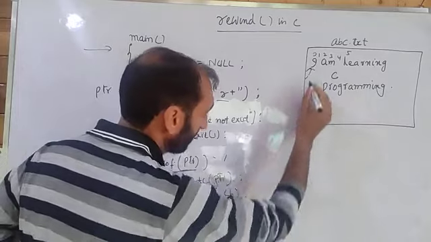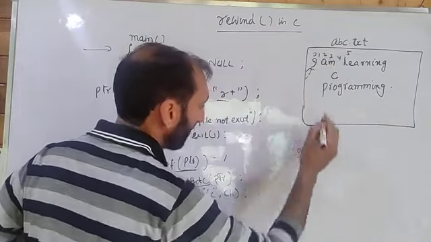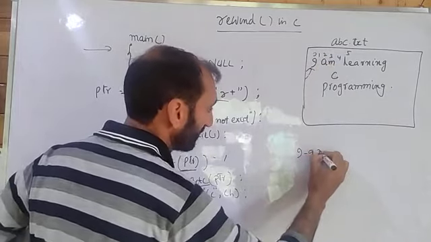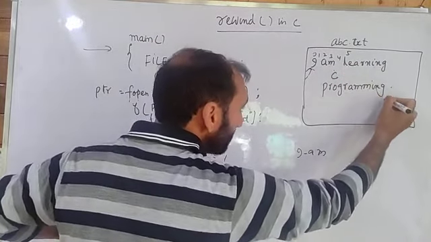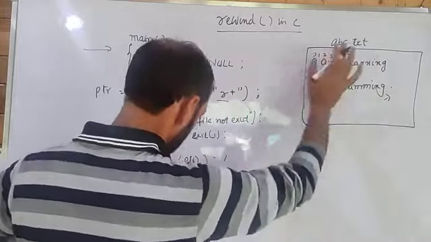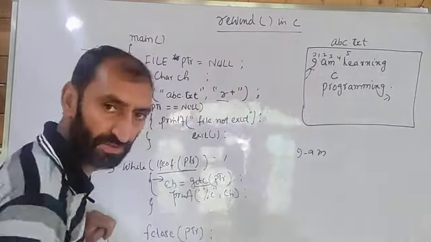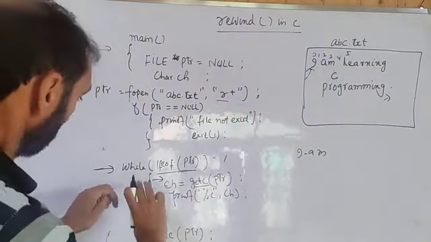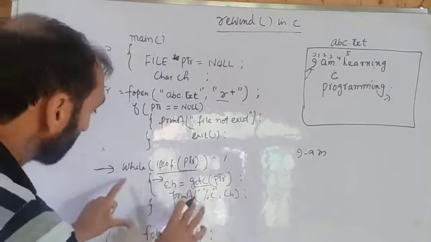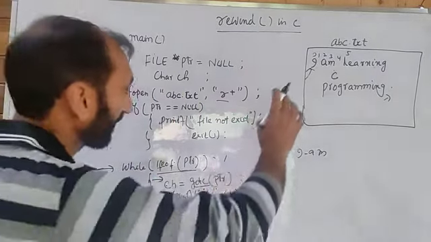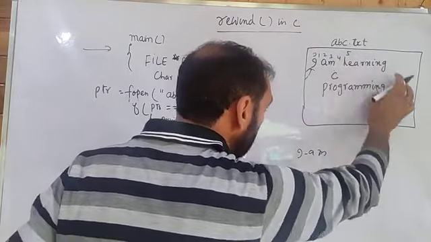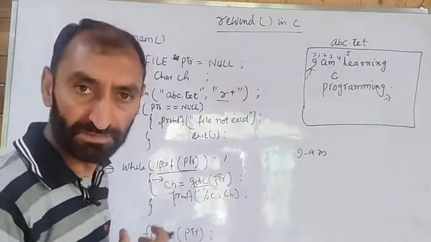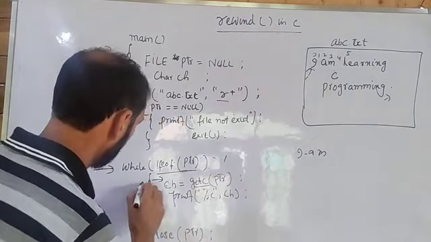First the I will get printed, then space, then A, then M, and in the same way, character by character, the complete file will get printed. The complete file will get read. So by using this while loop, we can read the complete file, that is, I am learning C program. The complete line will get printed by using this logic.